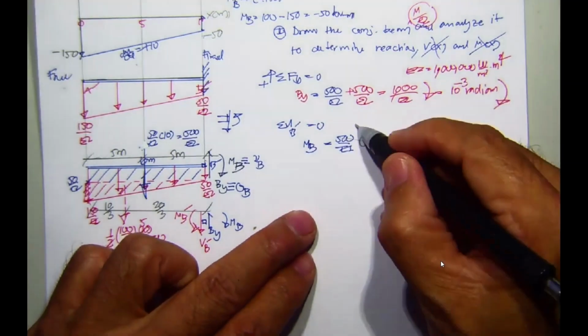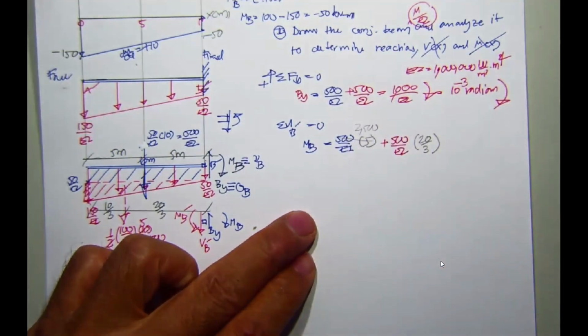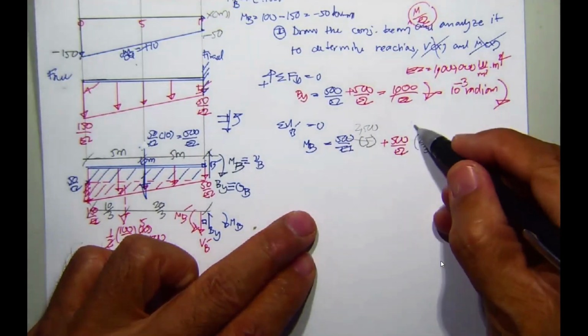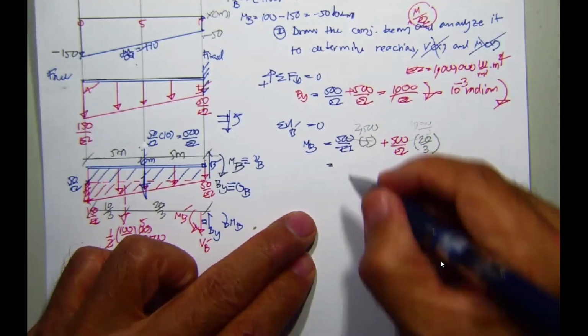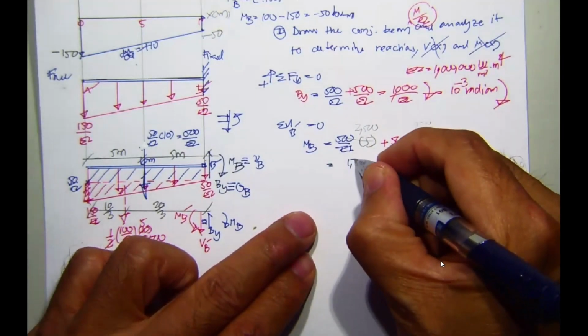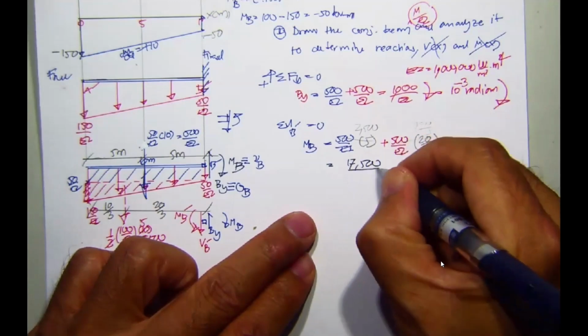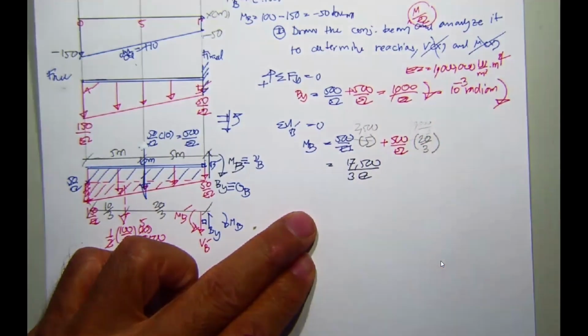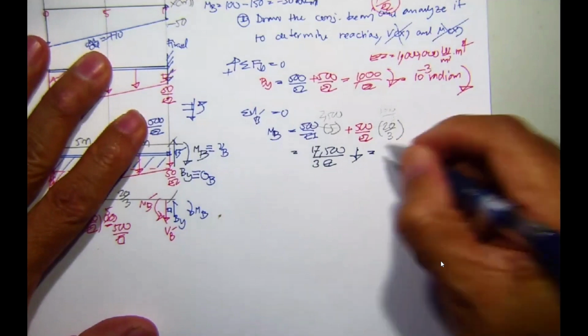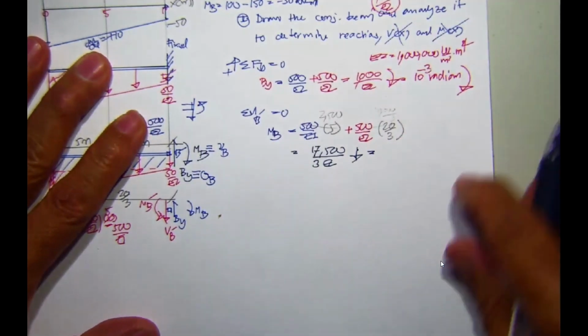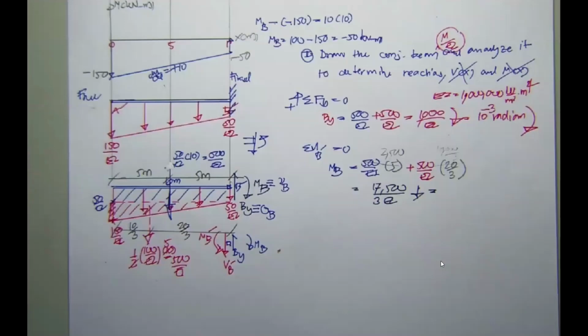This is 2,500. This is going to be 10,000 divided by 3. So you have this one to be 1,750 divided by 3 EI. And this one, for sure, in the direction of this one, is going to be downward. And again, this one is going to be 1,750 divided by 3. It's going to be what?